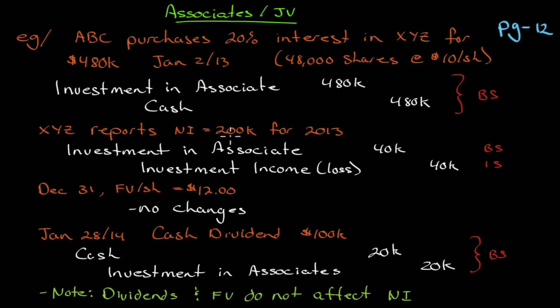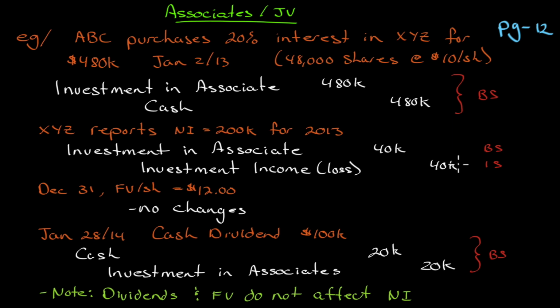XYZ reports net income of $200,000 for 2013. We bought this on January 2nd, so for 2013 they have $200,000. Here's what's going to happen. We'll increase our investment in associates by that $40,000. Why $40,000? We have a 20% interest of $200,000. $40,000 of that belongs to us. And on our income statement, we have a line item called investment income or loss of $40,000.